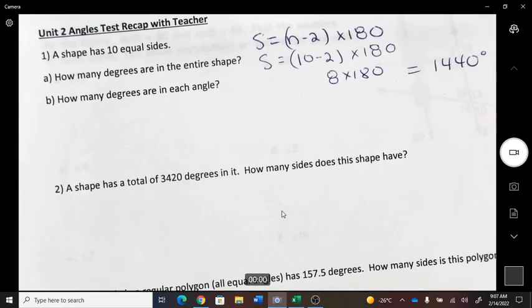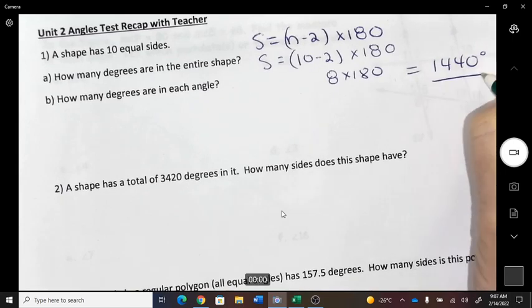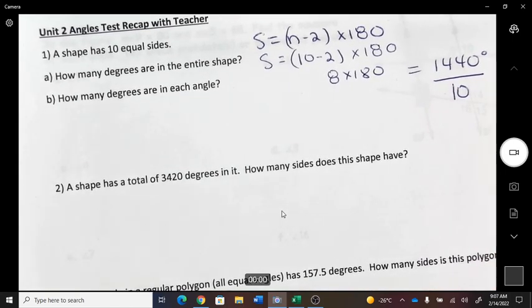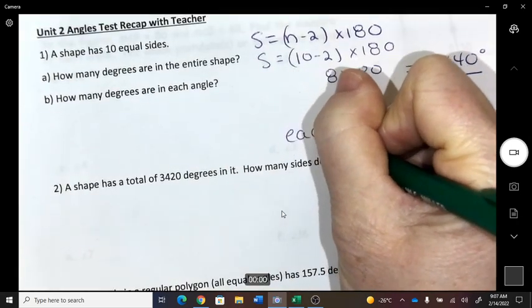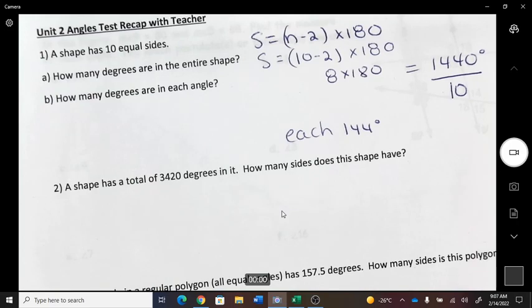Question B. How many degrees are in each angle? So if I divide this by 10, because there'd be 10 different angles, each would be 144 degrees.